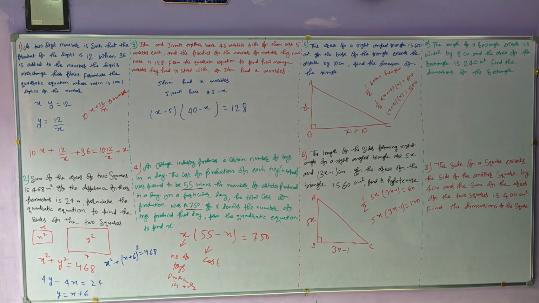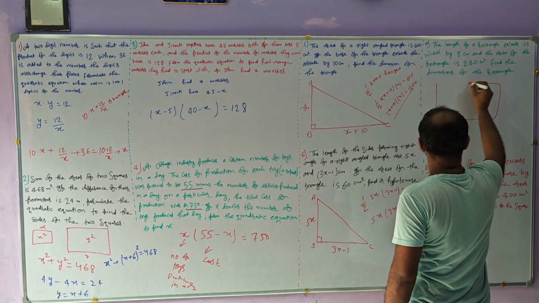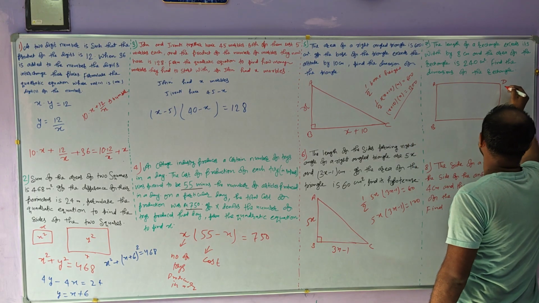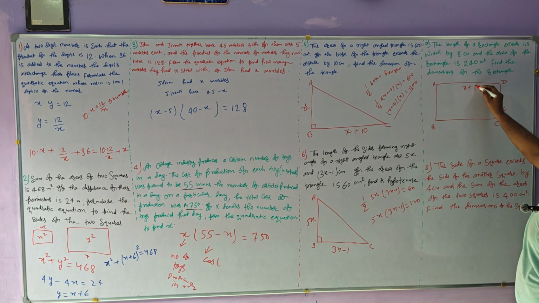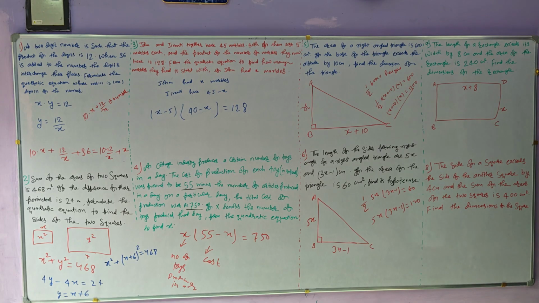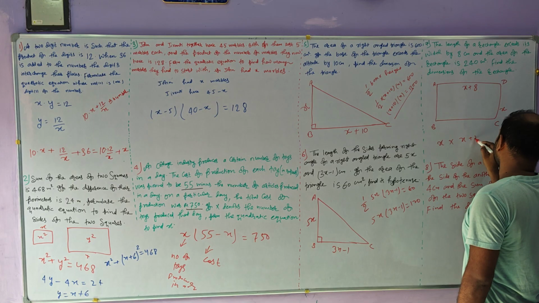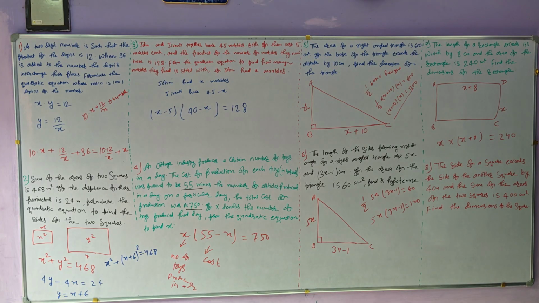Next question: the length of a rectangle exceeds its width by 8 centimeters. We draw a rectangle ABCD. We assume its width is x, then its length becomes x plus 8. The area of the rectangle is 240 square centimeters, and we know length into width, x into (x plus 8), becomes 240. When we solve the quadratic equation, we get the value of x.